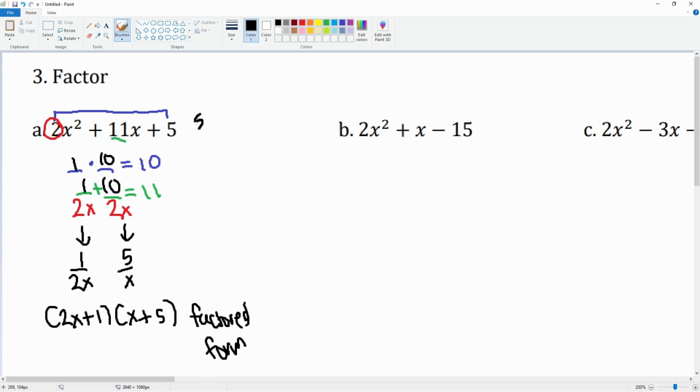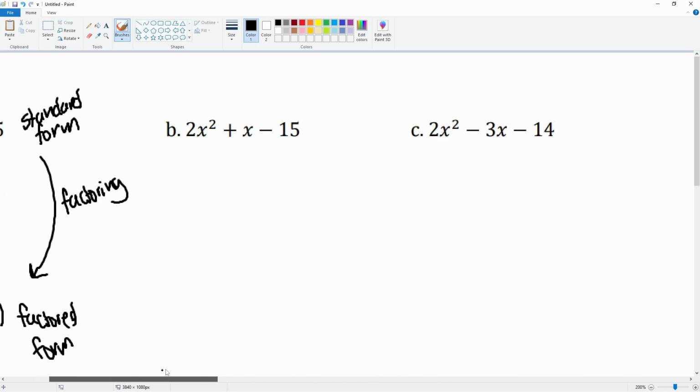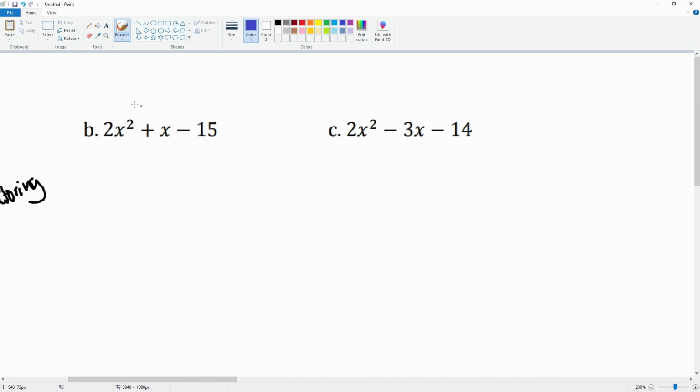And we went from standard form into factored form using a process called factoring. That's what the dashes and the dashes were for. Next, let's do this one.